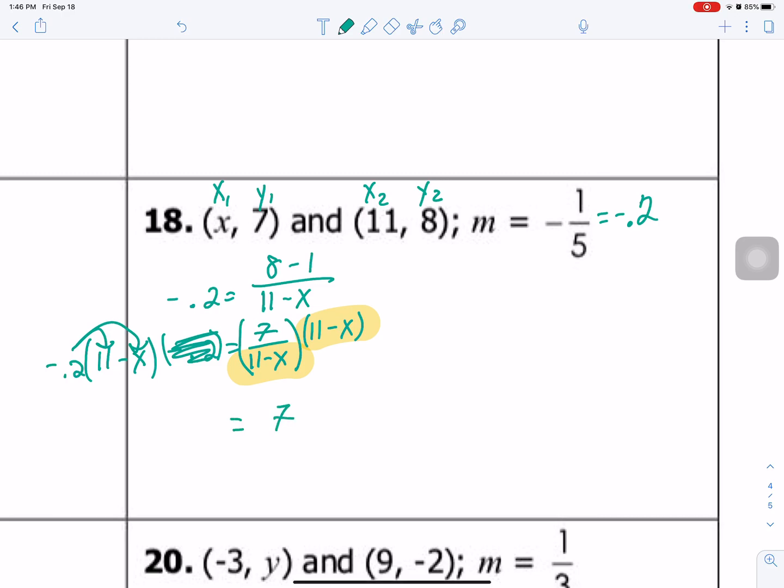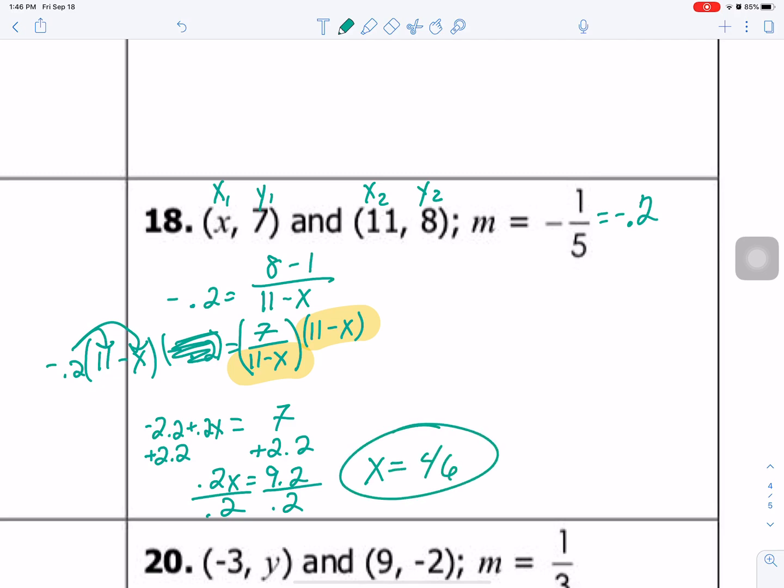I know it equals 7. 11 times 0.2 is 2.2, so negative 2.2. A negative 0.2 times a negative 1x is going to give me a plus 0.2x. And now I just solve. So I'm going to add 2.2 to both sides. 0.2x equals 9.2 and divide by 0.2. And so x equals 46.